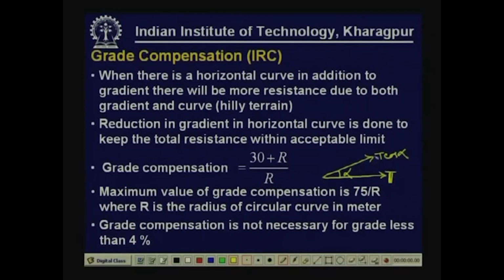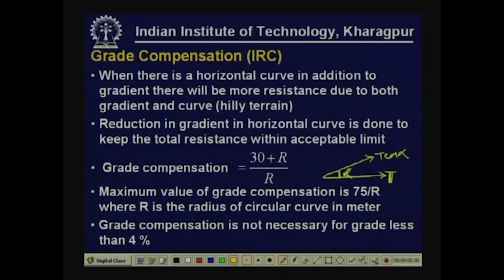Now, if there is a gradient also, let us call another angle beta. Then T cos alpha cos beta is the component that will be available in the direction of movement. So, there will be additional loss. In the curve resistance, the loss is T into 1 minus cos alpha. Similarly, due to the gradient also, there will be additional loss depending on this angle. And this angle will obviously be more when the grade is more, or a steeper grade is used.